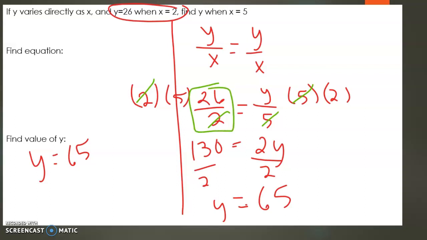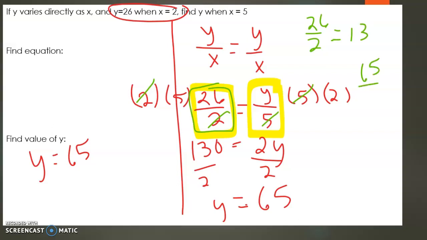Then again, I go up and I find my constant. Here's one of my constants. If I do 26 over 2, which is 13 when simplified, and if I do 65 divided by 5, that is 13 if I simplify, so that is y equals 13x.